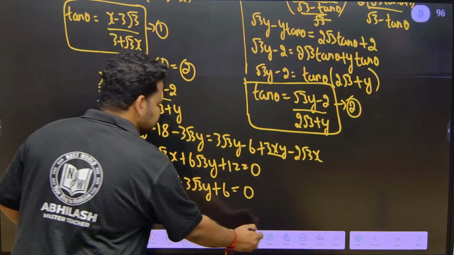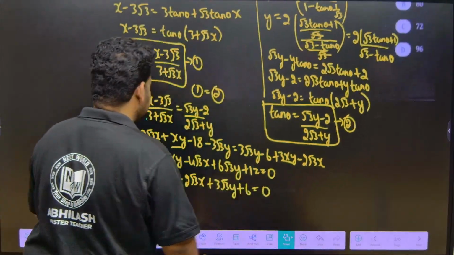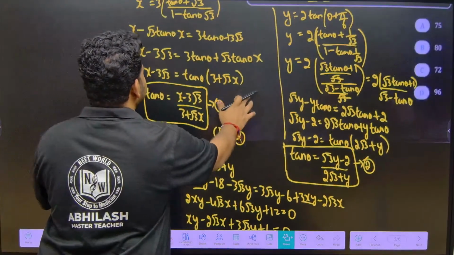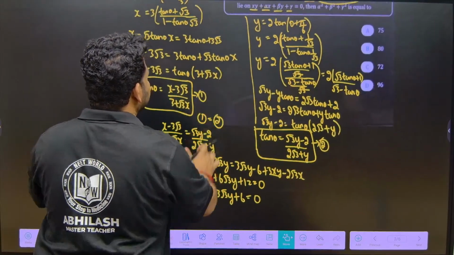Now what is the equation that they have given? We have to compare this with the equation that they have given. What is the equation that they have given, friends? xy plus xy.